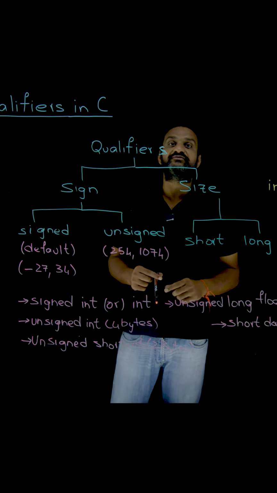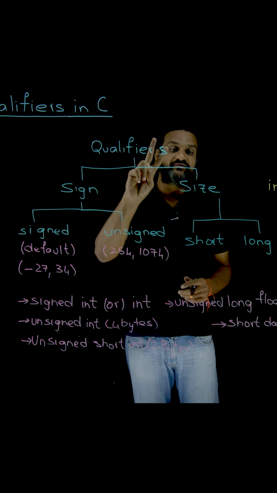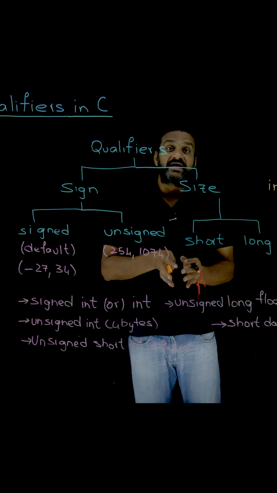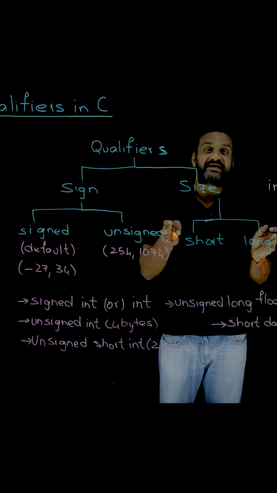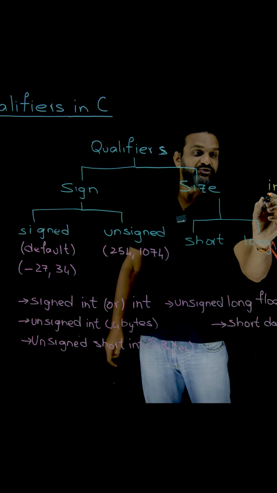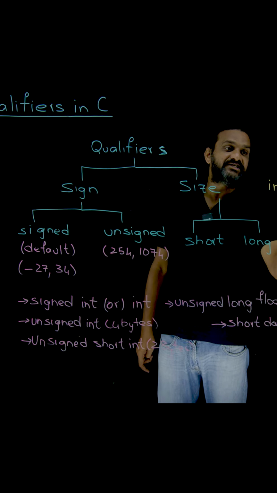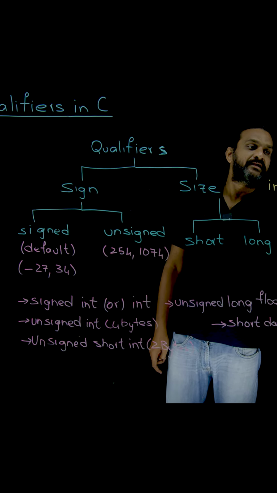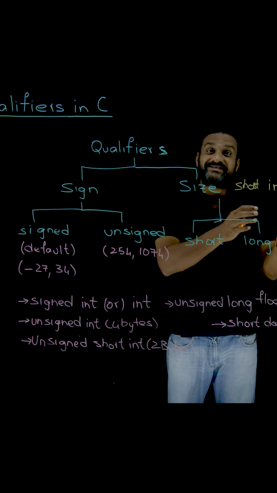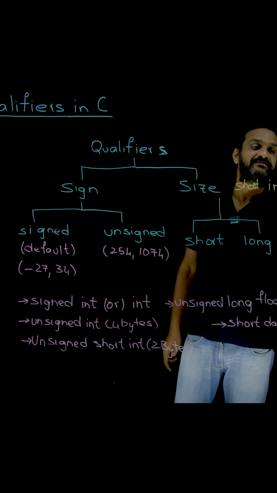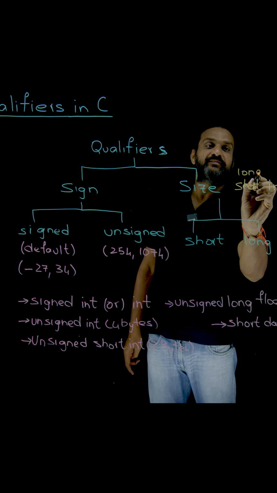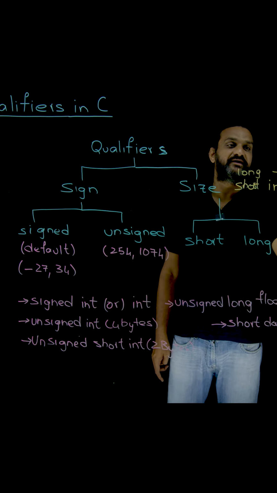And what about the size qualifier? The size qualifier has two keywords: one is short and the other one is long. This means the default nature of the given data type can be made short or can be made long. For example, if you take int, the default size is 4 bytes. But if you mention it as short, the size is going to be reduced to 2 bytes. And if you make it long, the size is going to be 8 bytes.